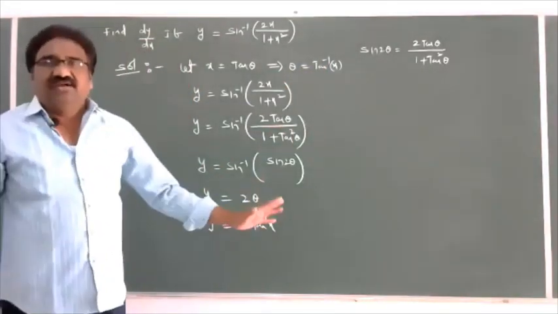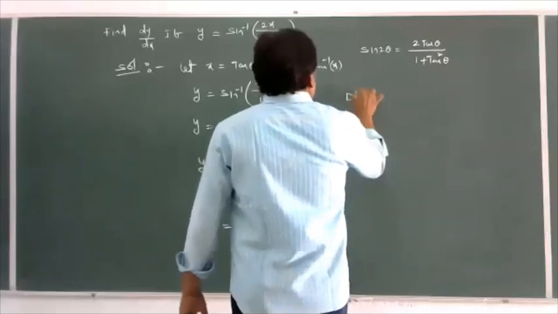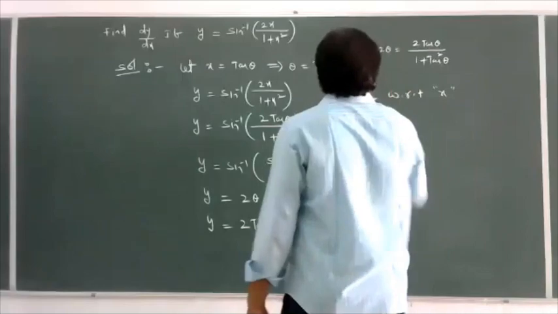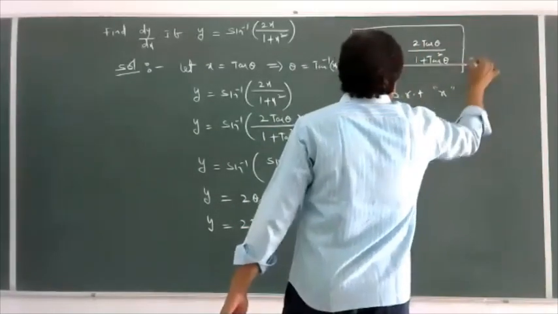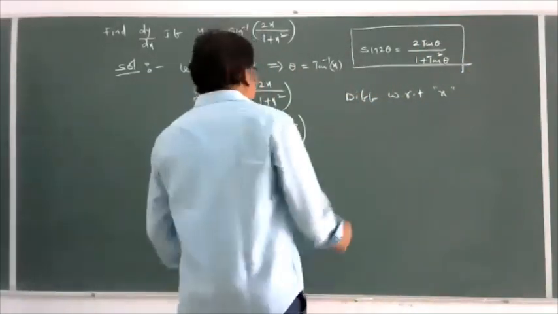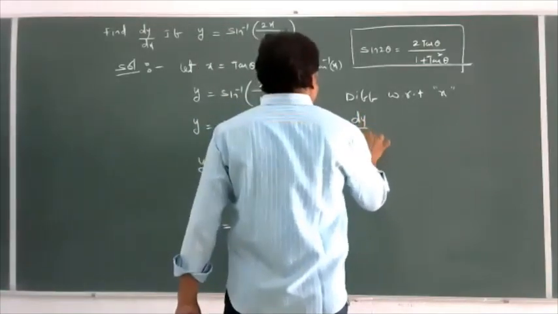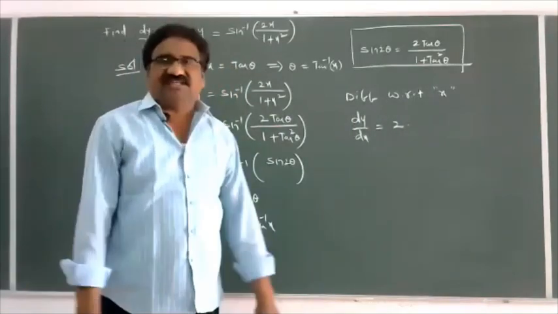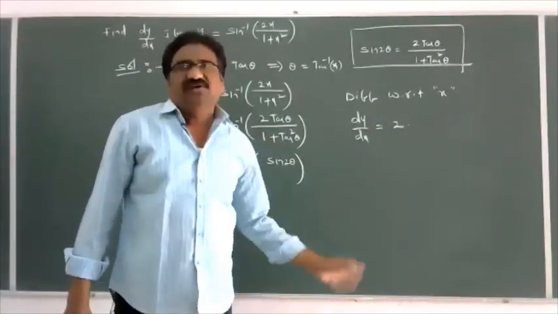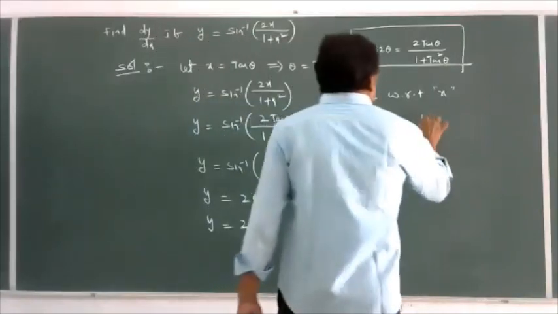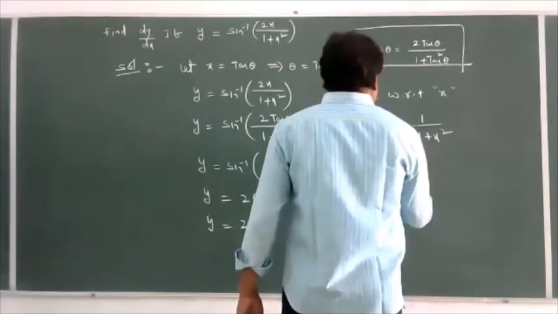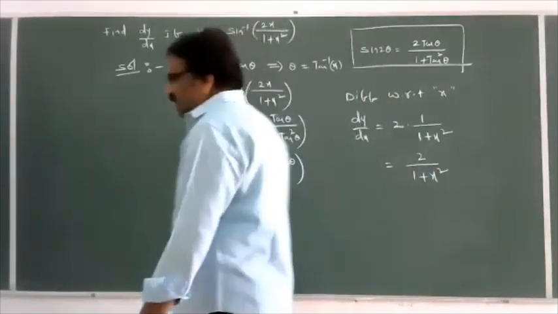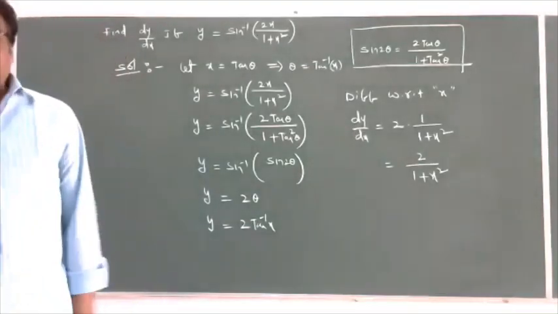Then differentiating with respect to x. So dy by dx is equal to 2, a constant, into the derivative of tan inverse x. Yesterday we proved the formula for the derivative of tan inverse x: 1 by 1 plus x square. Therefore, the answer is 2 by 1 plus x square.